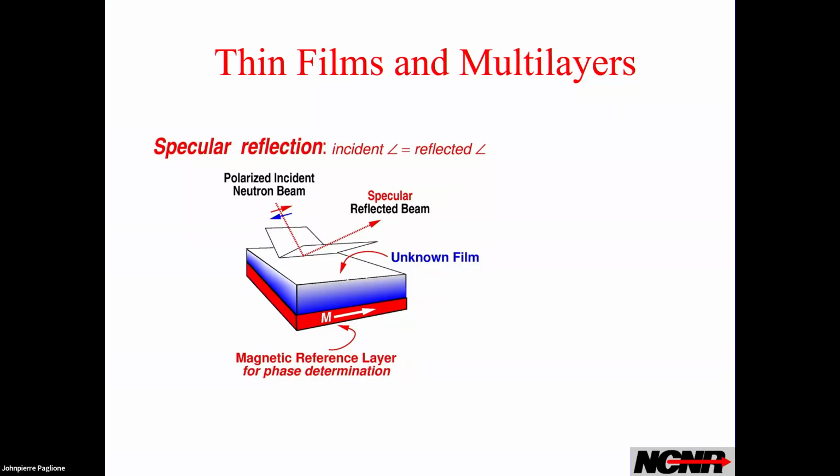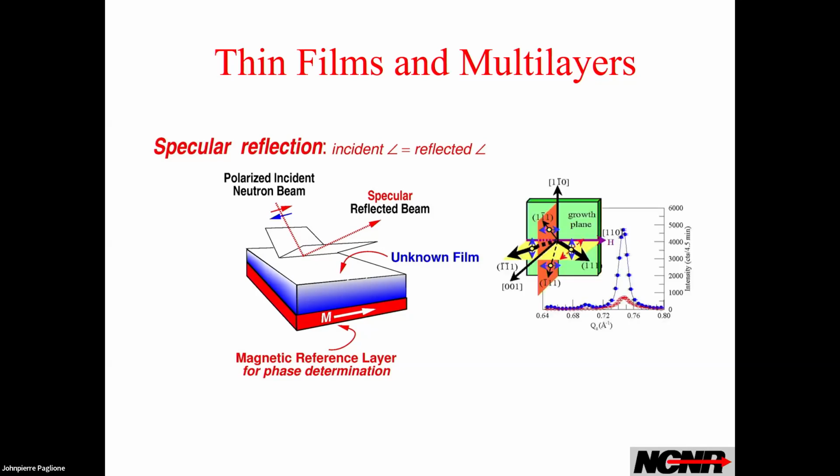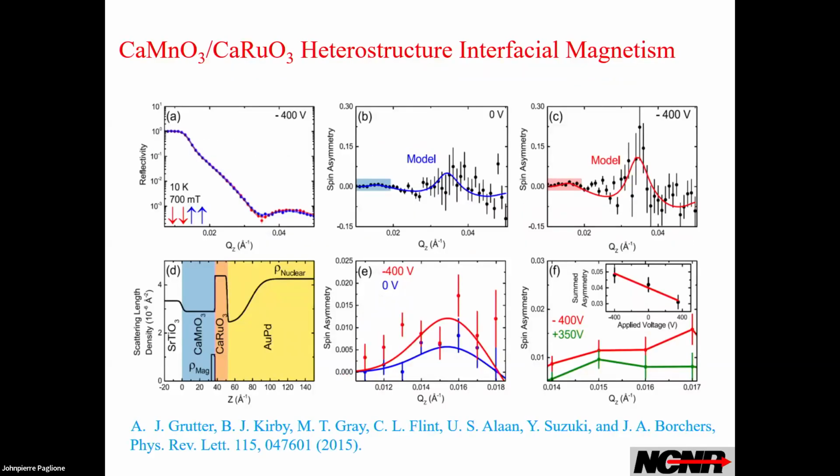Anyway, I did want to mention thin films, which is specular reflection. You come in at very small angles, and you scatter the neutrons or X-rays off the thin film or multi-layer. And here's one example of a calcium manganite and ruthenate in a heterostructure system. You get a very nice fit to the data, but what they were looking for is whether they could change the magnetic scattering by applying an electric field, and you can see that you get an enhancement of the magnetic scattering. And this has to be done with polarized neutrons to make sure that you're doing that.